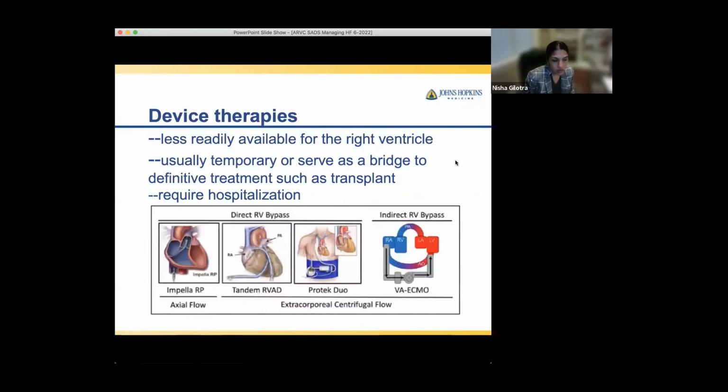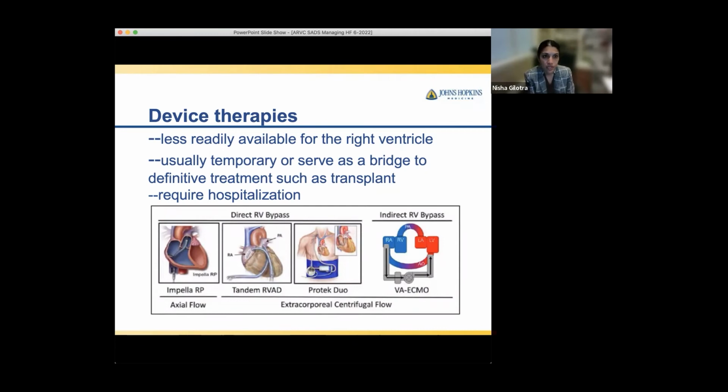Okay, so I'm going to move with the next few minutes to, what do we do if we've tried the medications and someone's just really struggling with heart failure? Their kidneys are starting to get angry about it, and their liver and stuff. And so in terms of device therapies, they're less readily available for the right ventricle, but we've made a lot of headway in the last decade.